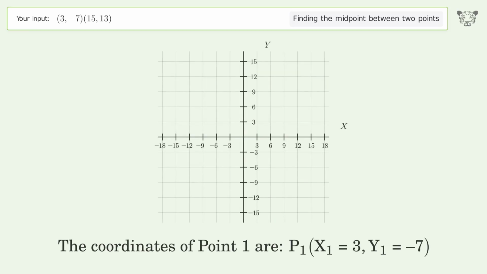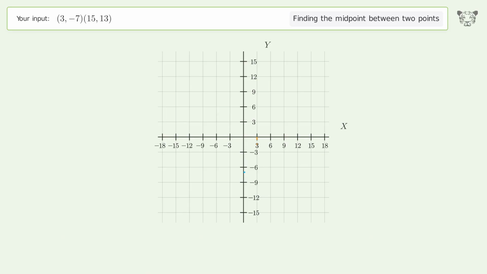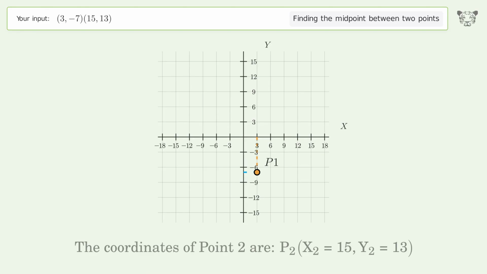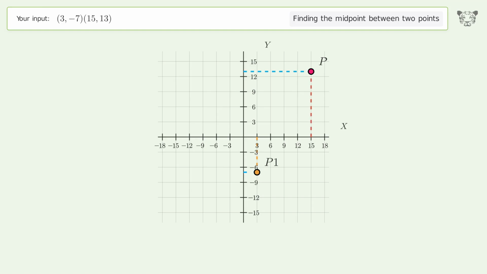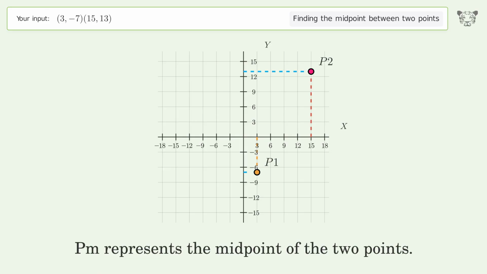The coordinates of point 1 are x1 equals 3, y1 equals -7. The coordinates of point 2 are x2 equals 15, y2 equals 13. PM represents the midpoint of the 2 points.